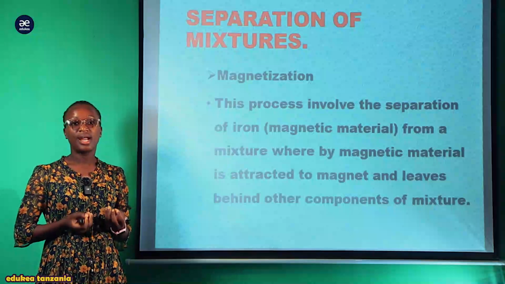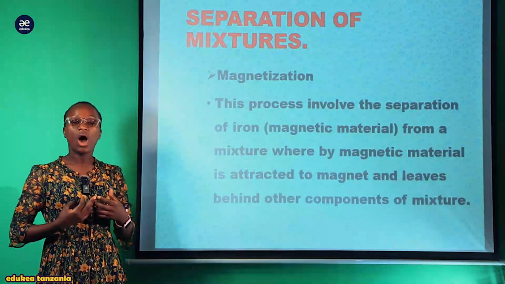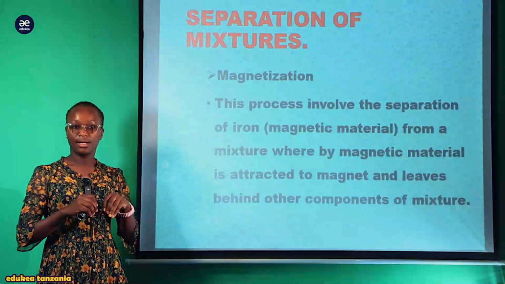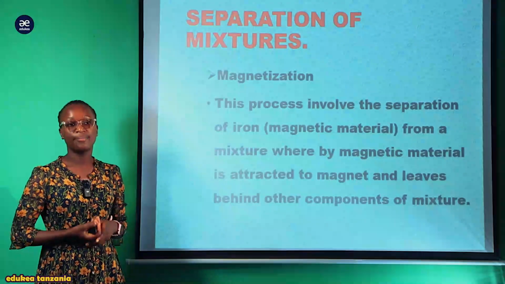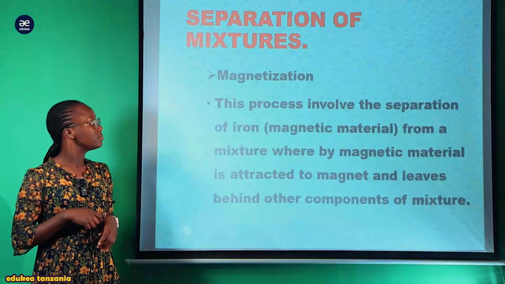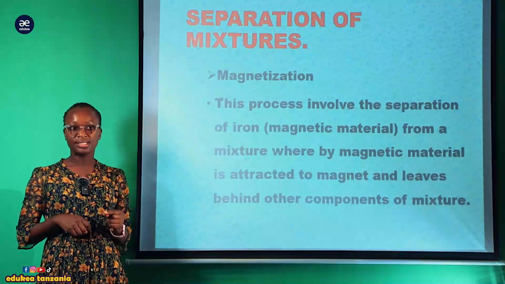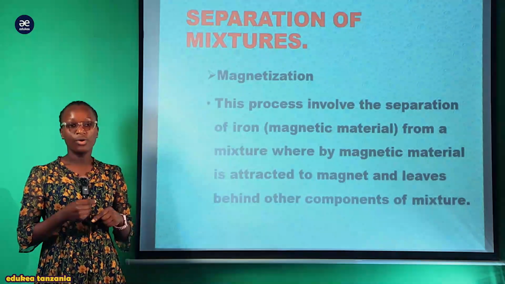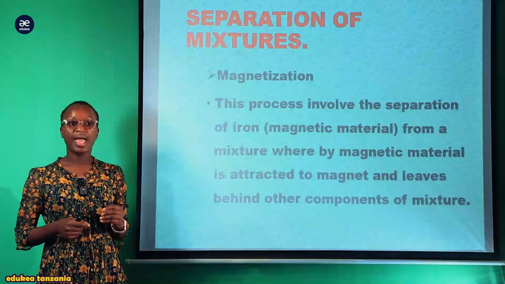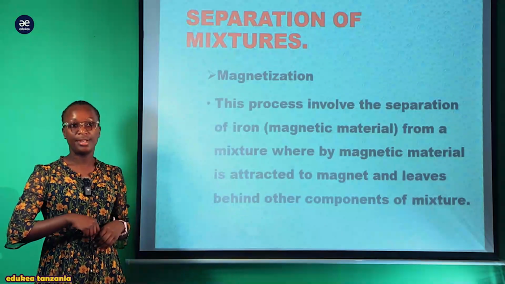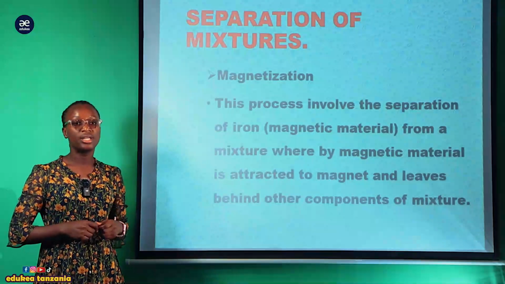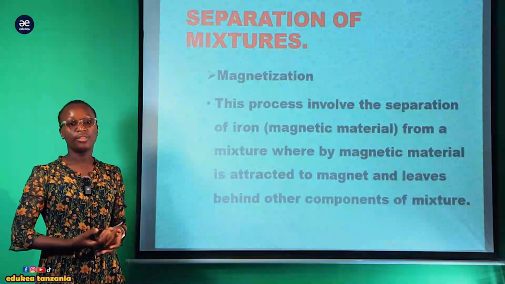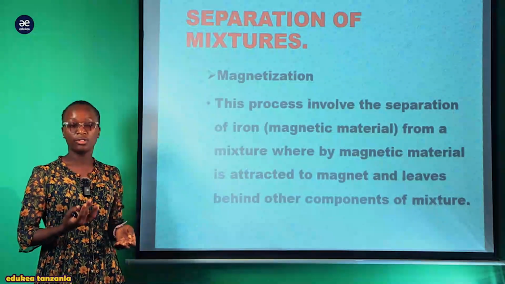So how can you separate those? The iron within your mixture is where you can use magnetization, whereby you have a magnetic material and you put it near your solution, and those iron materials can be trapped and removed away from your solution. There you will undergo the process of magnetization as the method of separating the mixtures.